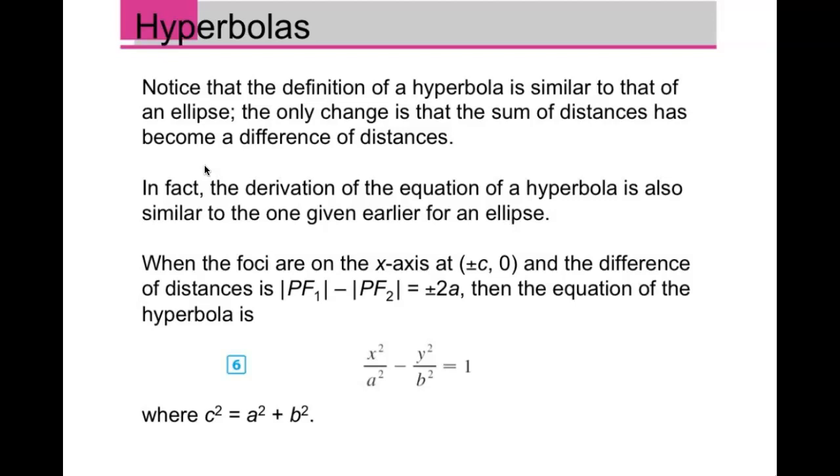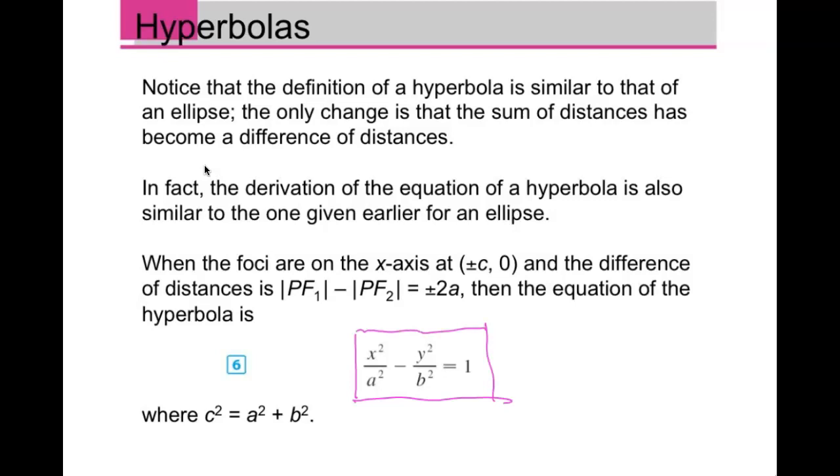So we're not going to go through it, because the algebra is pretty much the same. You're using the distance formulas, just like we did with an ellipse, and you're simplifying, except that it's going to simplify to x squared over a squared minus y squared over b squared equals 1. So this is the definition of a horizontal hyperbola.